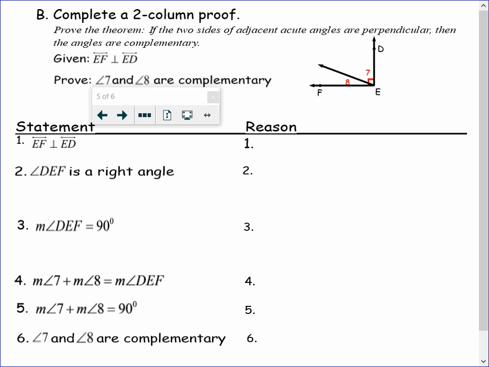Okay. So they are telling us up front that line EF and line ED are perpendicular. I know they look like rays, but remember they would be lines. In the end, we want to prove that angles 7 and 8 are complementary. So line EF is perpendicular to line ED was given.